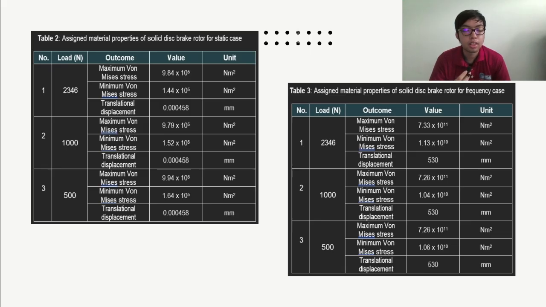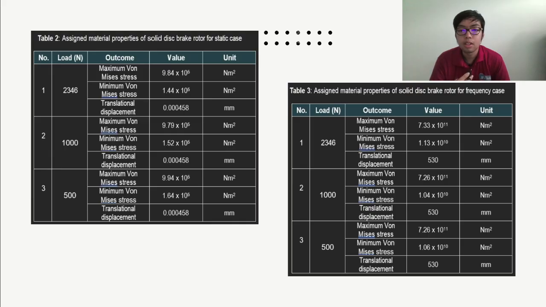For the second value of load, the maximum stress value is 9.79 times 10 to the power of 5 Newton per meter squared, while the minimum value is 1.52 times 10 to the power of 5 Newton per meter squared. For the third applied load, 500 Newtons, the maximum stress is 9.94 times 10 to the power of 5, while the minimum is 1.64 times 10 to the power of 5.